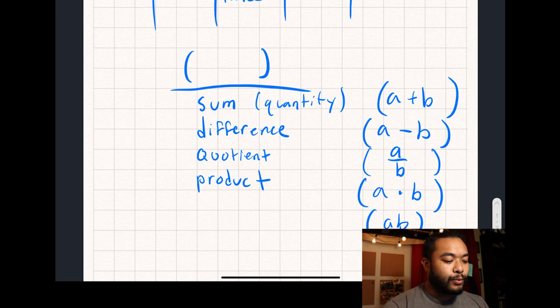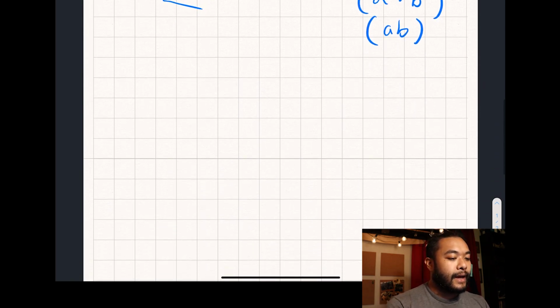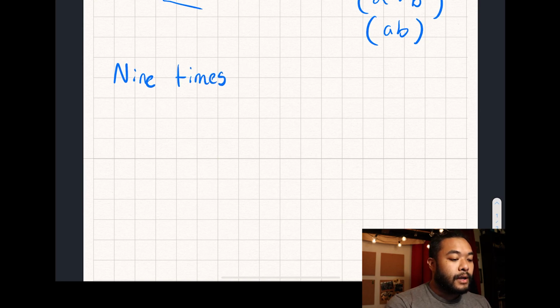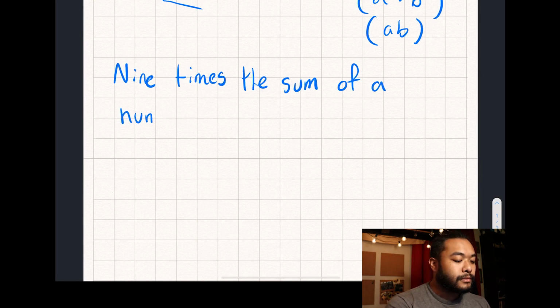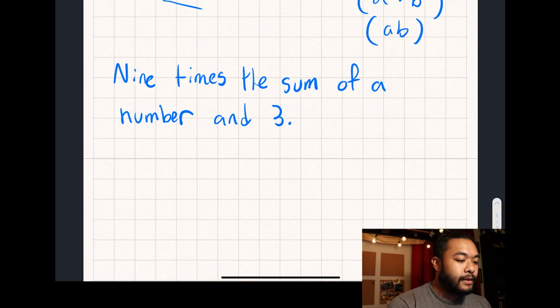But the trick is, with these specific words, we must put parentheses, and it's very useful if we do. I think I've gone over a couple of examples in class, and the notes are already posted, but the one I really want to look at is one of these parentheses ones. So let's say I have 9 times the sum of a number and 3.